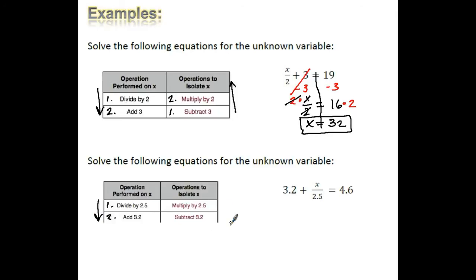Now, working backwards, we're going to go this way, going up. So this would be our first step. But again, instead of adding 3.2, we're going to subtract 3.2 because we're doing the inverse operation. And then step 2 would be, instead of dividing by 2.5, to multiply by 2.5. So the first thing is to subtract 3.2. So I'm going to go ahead and subtract 3.2 on both sides.